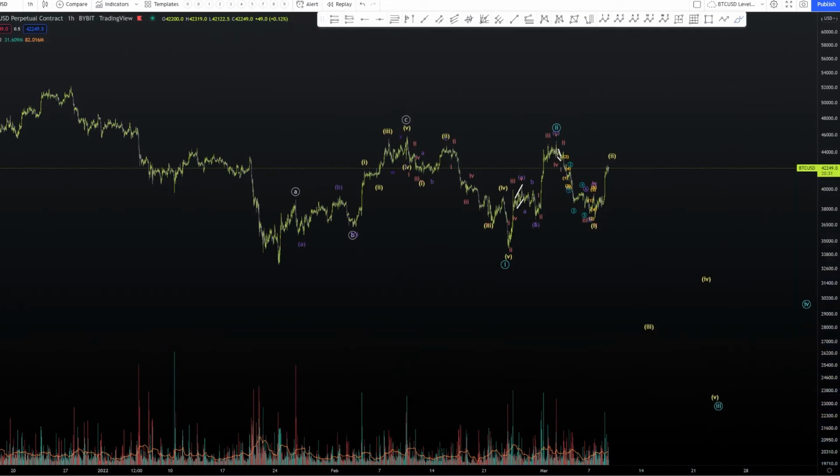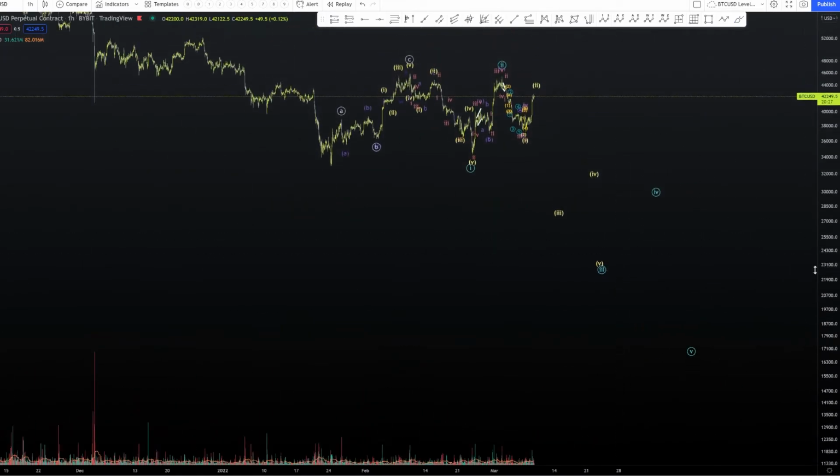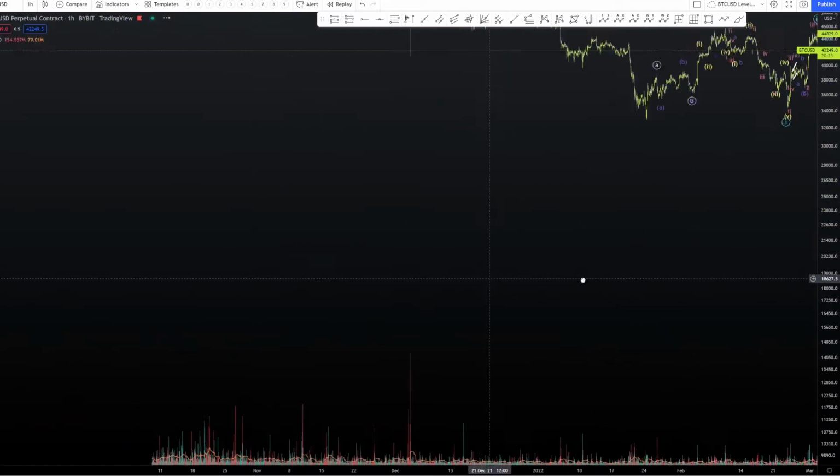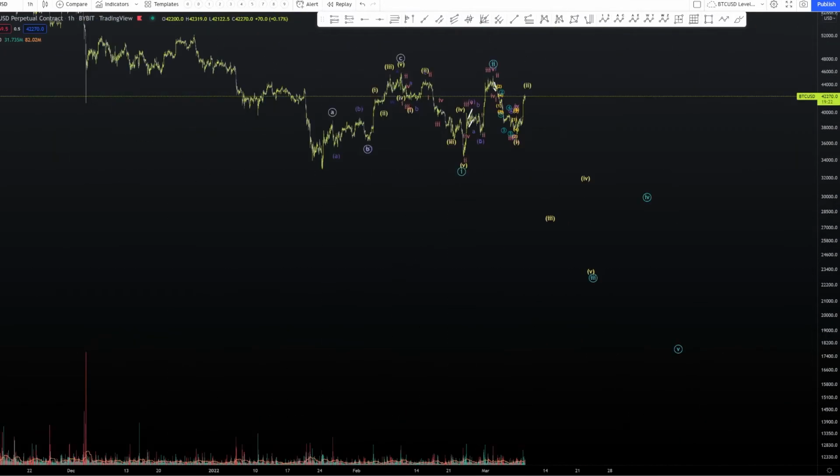And then of course, if this is a 1, 2, 3, 4, 5, if it is an impulse as opposed to an ABC, we could be looking for this wave 5 to come pretty low, like I mentioned, that order block around 18 to 20K. But if this is an ABC as opposed to an impulse, we could just be looking for us to come slightly below these lows right here around 33K.